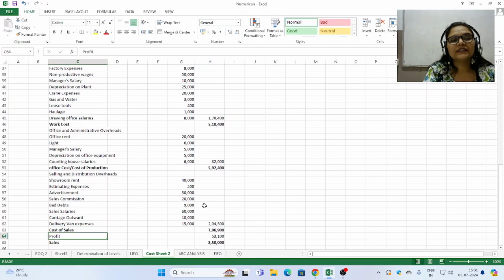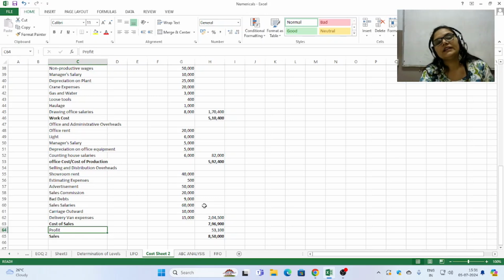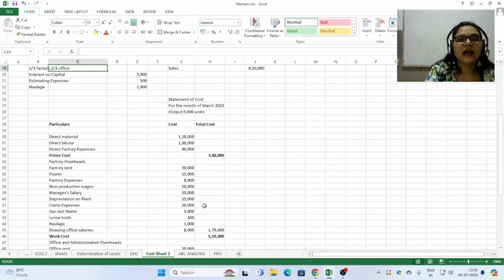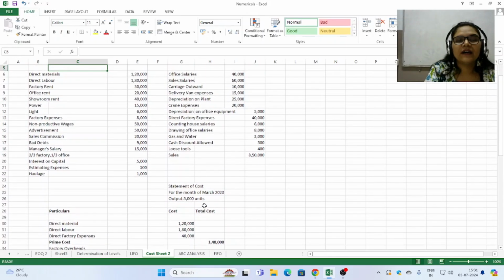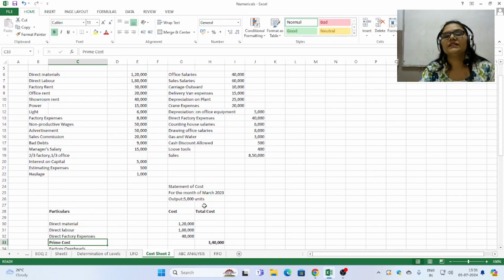Now the sales figure is given in the question, and sales minus cost of sales gives you the profit, which is 53,100. If cost of sales is higher and sales is lower, there will be no profit, there will be a loss. If cost of sales is more than sales, the company will be incurring losses, but in this case the company is earning a profit. So this is all about the statement, and we have covered almost all the aspects related to preparing the statement of cost.